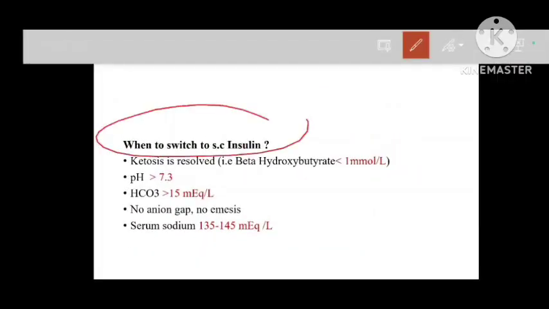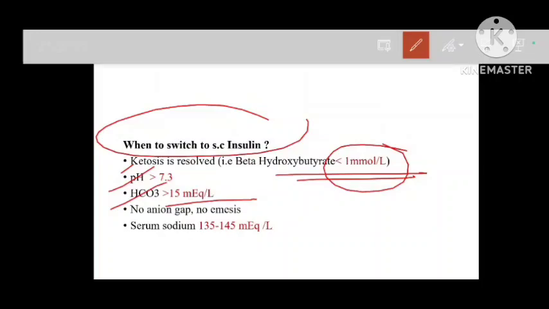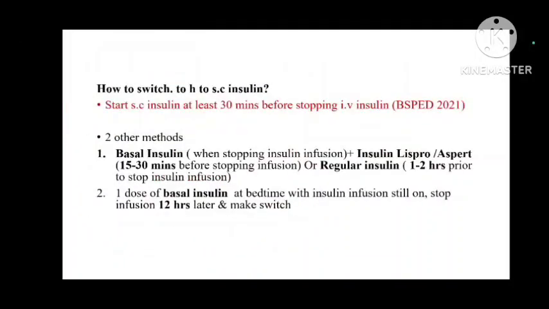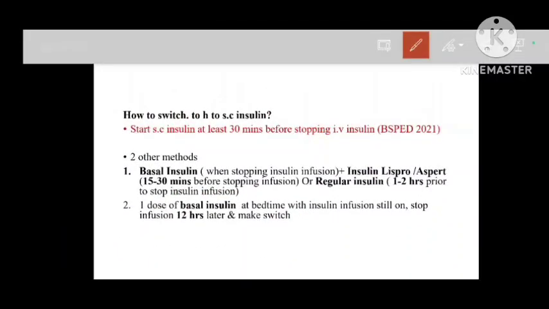It is a common question: when will we convert the infusion of insulin to subcutaneous insulin? When the ketosis is resolved, that is beta-hydroxybutyrate less than 1 millimole per liter, pH more than 7.3, bicarb more than 15, no anion gap, and the serum sodium within normal limit. How to switch? Start subcutaneous insulin at least 30 minutes before stopping IV insulin therapy as per BSPED protocol.